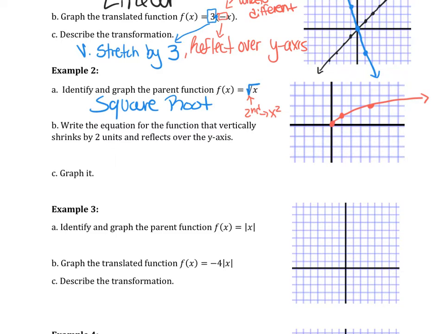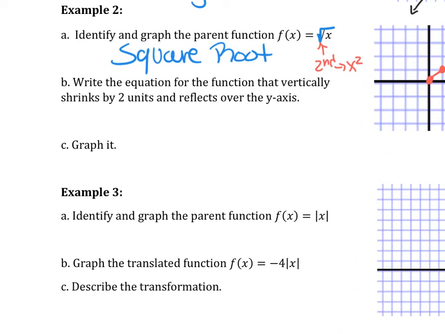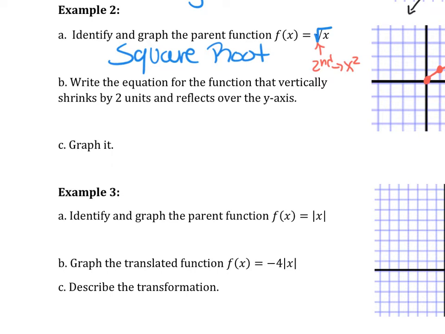And these 4 parent functions, the parent function graphs will look the same always. So once you start doing more problems, you might not need your calculator as much to graph the parent functions at least. So now letter B, we want to write the equation for the function that vertically shrinks by 2 units and reflects over the y-axis.